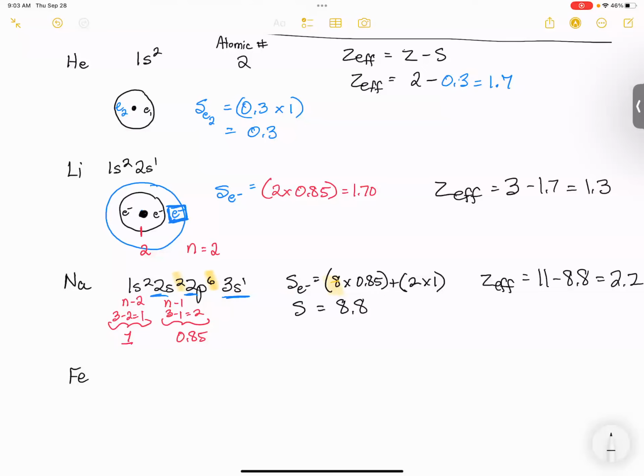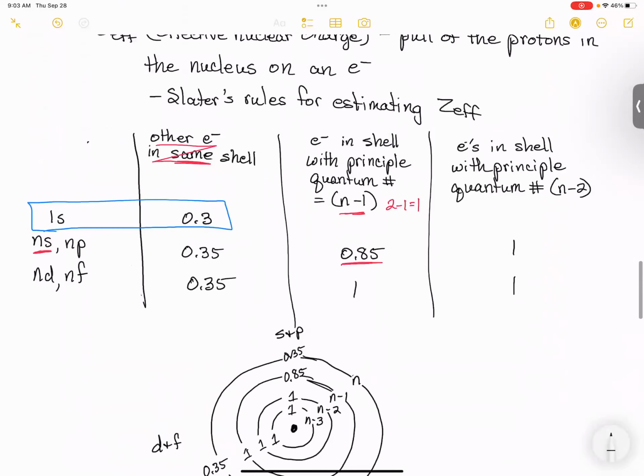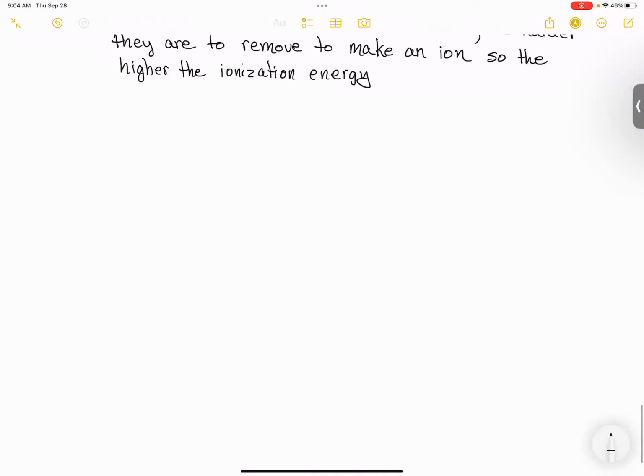Why did I do what? Okay, because the shielding, basically it's like, so let me skip down to the bottom where I've got space to draw.